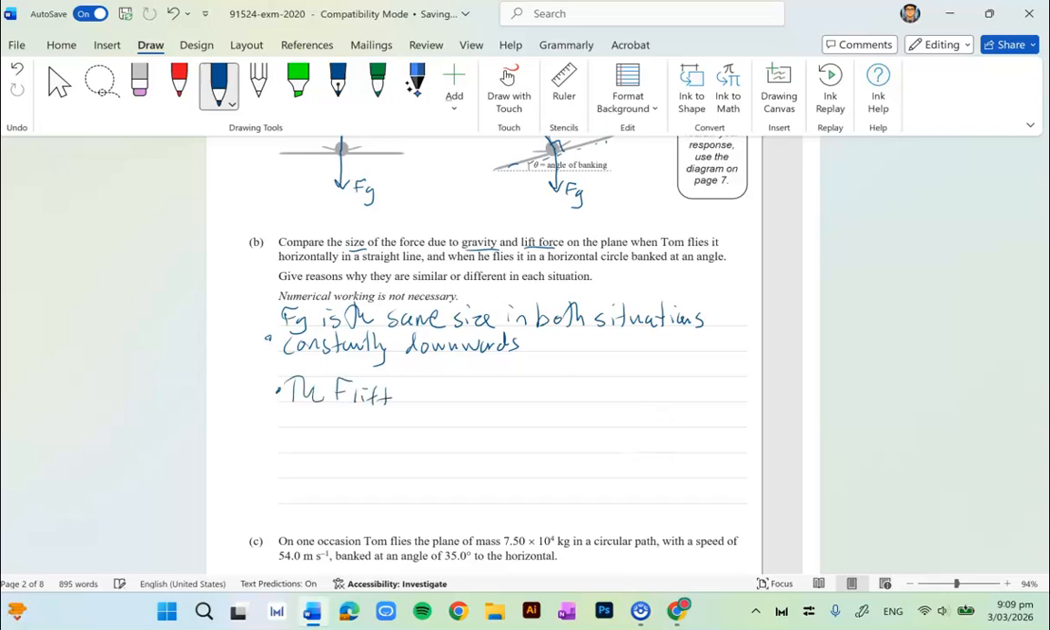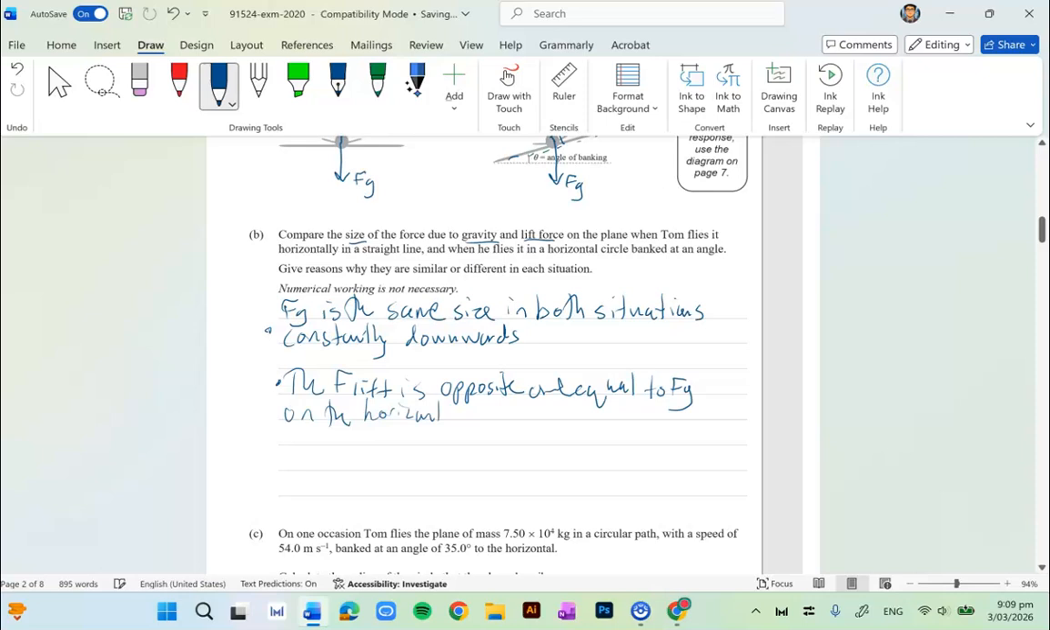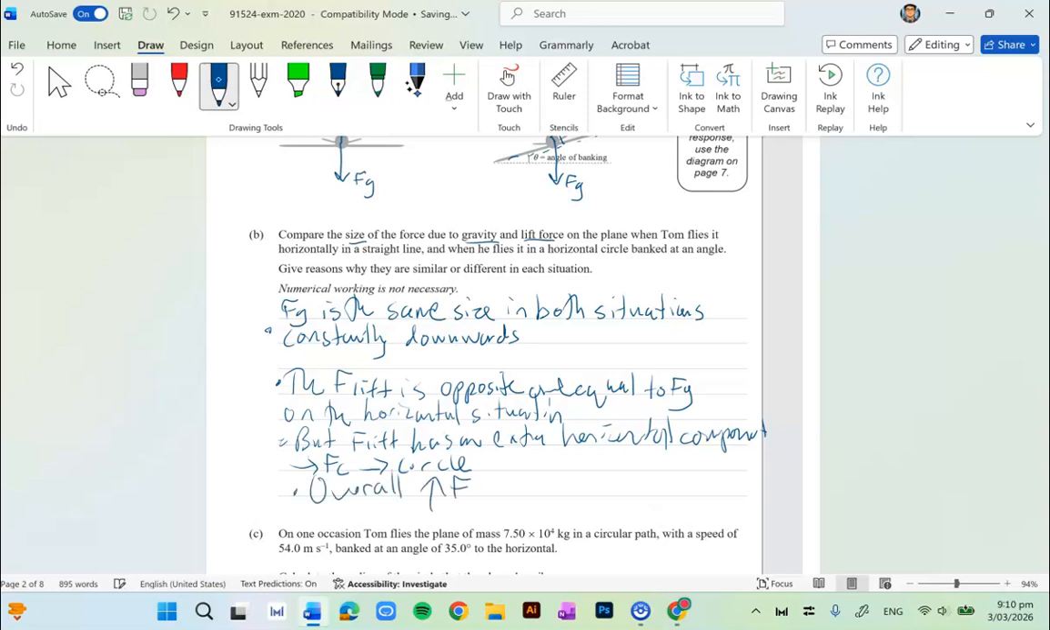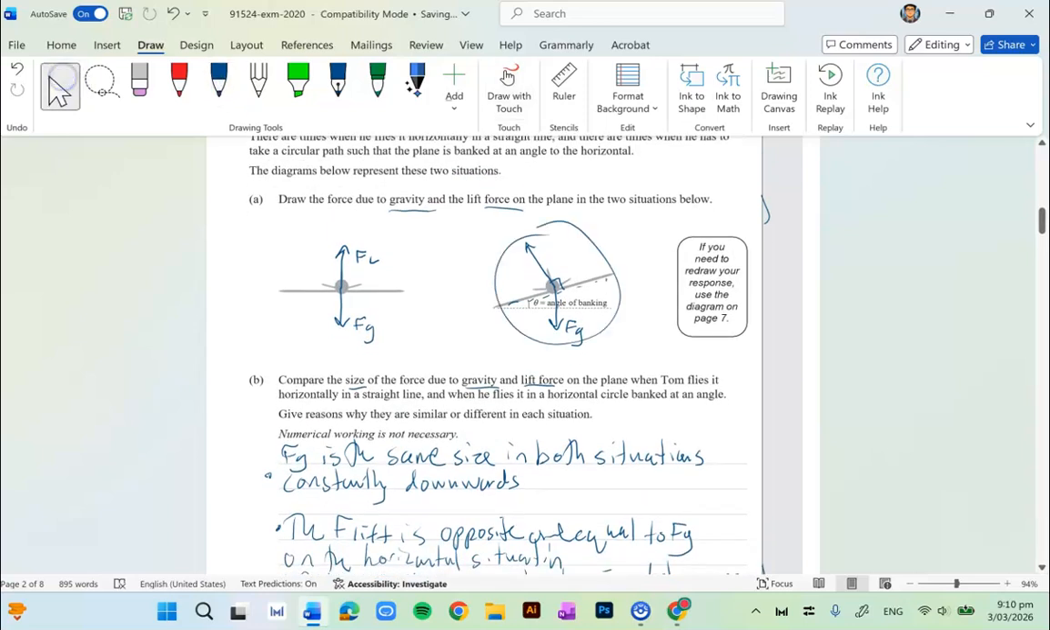That's one. So the lift force is opposite and equal to Fg in the horizontal situation, so diagram 1, but if lift has an extra horizontal component which gives the FC, which makes it go in a circle, so overall higher lift in diagram 2, this one here, because remember we've also got the horizontal component, that's the dotted line, okay, that keeps it in the circular motion.